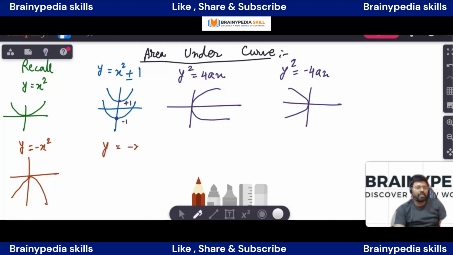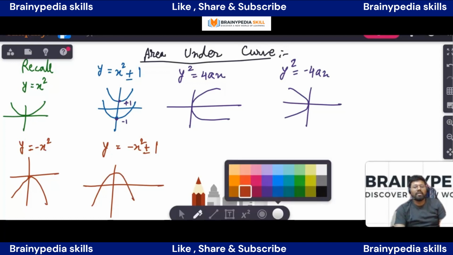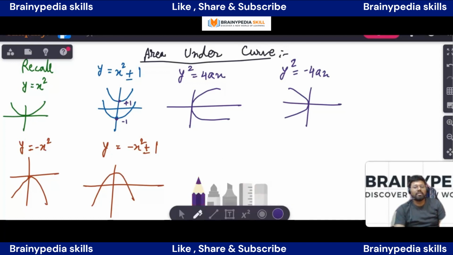Now y is equal to minus x square plus or minus 1. So obviously it was downward. So if it is plus 1, for plus 1. Okay, and if it is minus 1, the curve may look like this way. So this is at plus 1, this one is at minus 1 unit. It can be plus 2, minus 2, anything. Okay, you can learn in that way, like plus a unit or plus p unit or minus p unit. So above p, below p, that part only.